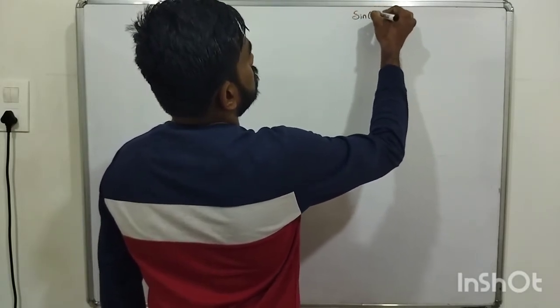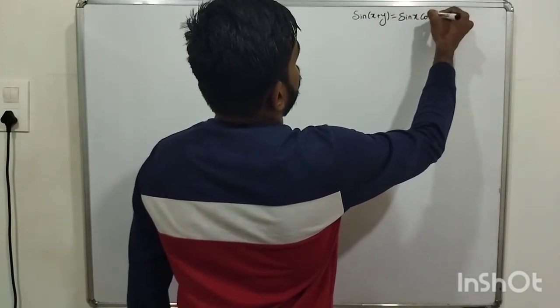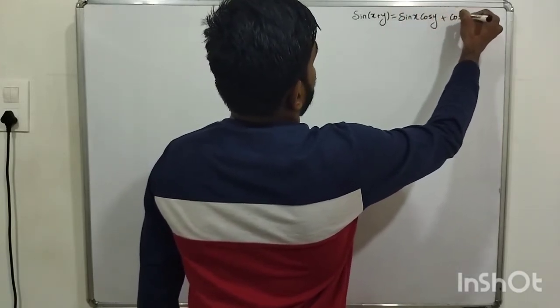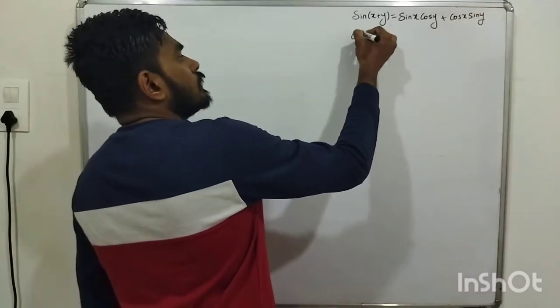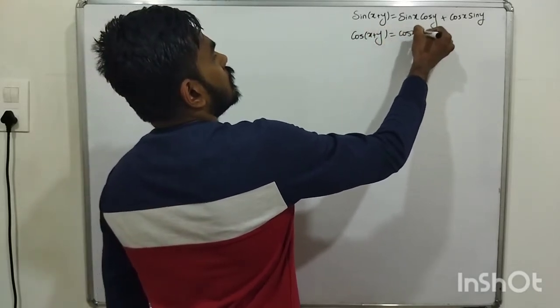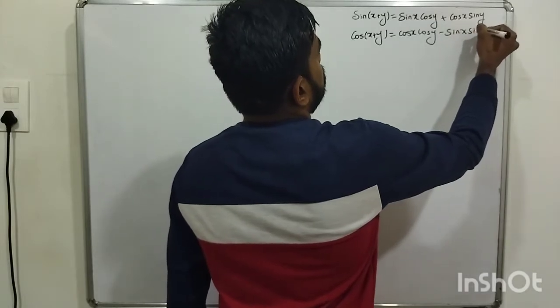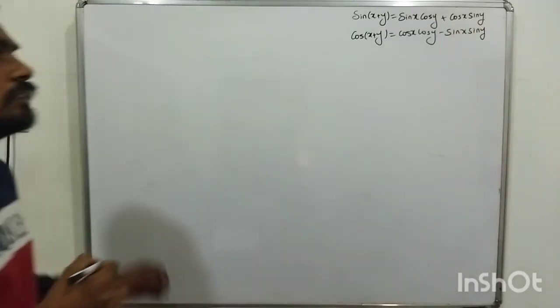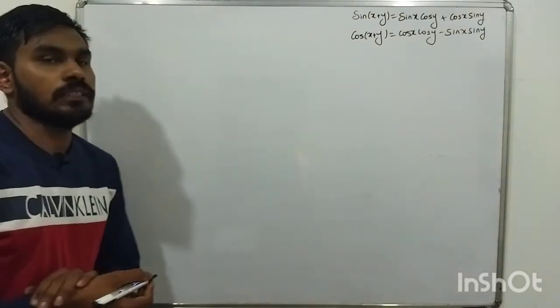Sin of x plus y is sin x cos y plus cos x sin y. Look at this only, you can remember it. And cos of x plus y is equal to cos x cos y minus sin x sin y. Sin of x plus y, sin x cos y plus cos x sin y; cos of x plus y, cos x cos y minus sin x sin y.